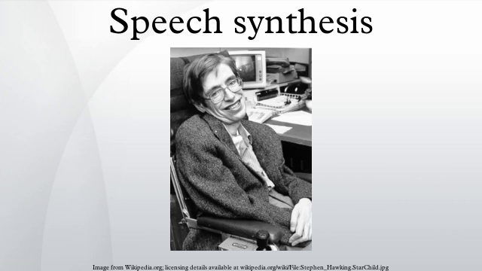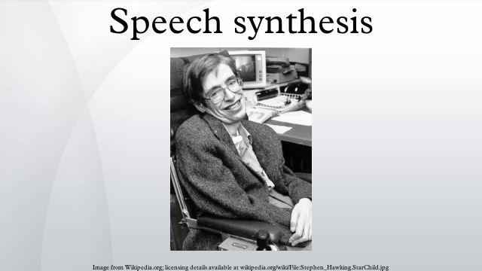During database creation, each recorded utterance is segmented into some or all of the following: individual phones, diphones, half phones, syllables, morphemes, words, phrases, and sentences. Typically, the division into segments is done using a specially modified speech recognizer set to a forced alignment mode with some manual correction afterward, using visual representations such as the waveform and spectrogram. An index of the units in the speech database is then created based on the segmentation and acoustic parameters like the fundamental frequency, duration, position in the syllable, and neighboring phones.